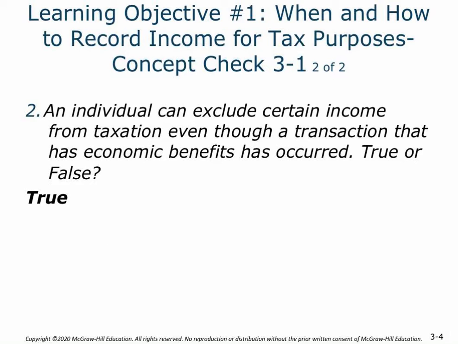2, an individual can exclude certain income from taxation even though a transaction that has economic benefit has occurred. And that's going to be true. That even though there might be economic benefit, if it hasn't come to a conclusion or if it's tax-exempt income, the individual can exclude it from income.